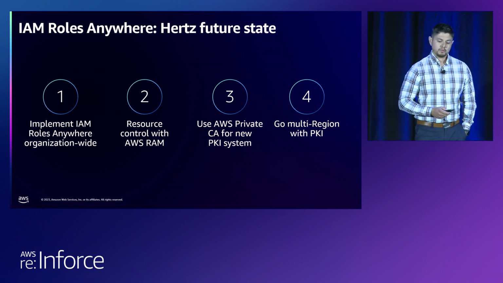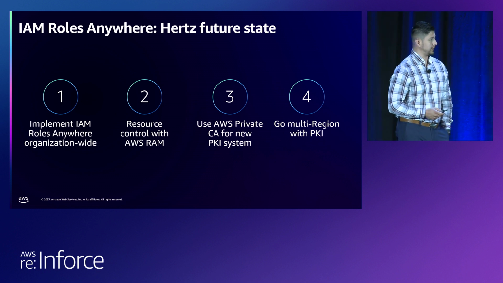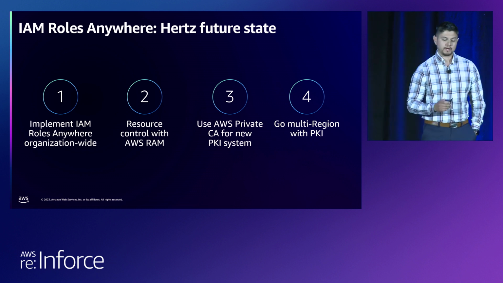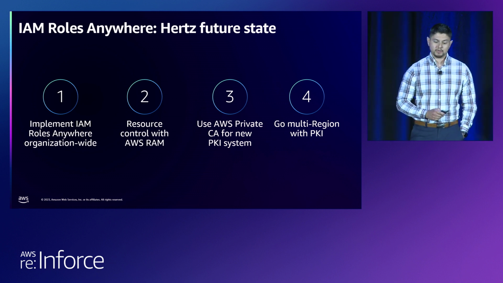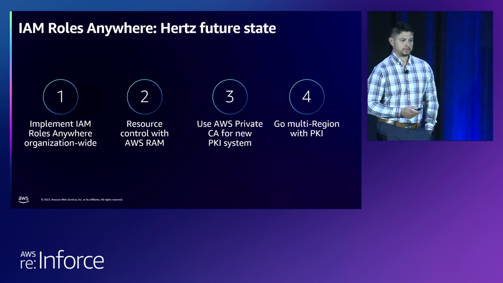Also, AWS Private CA will be assessed to potentially replace our current IaaS-based PKI system. And then finally, we'll be extending the use of both Roles Anywhere and AWS Private CA to all our other regions.